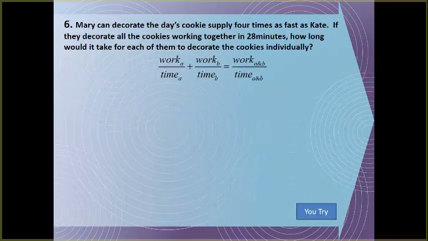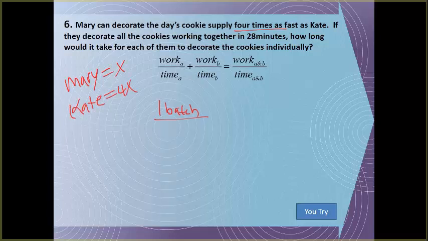All right, if you want to pause this one and work this one out on your own, you can. So we have: Mary can decorate the day's cookie supply 4 times as fast as Kate. If they decorate all the cookies working together in 28 minutes, how long would it take for each of them to decorate the cookies individually? So we have one batch of cookies. Mary is 4 times as fast as Kate. So Mary is going to be x, and Kate is going to be 4x, because it takes her 4 times as long.